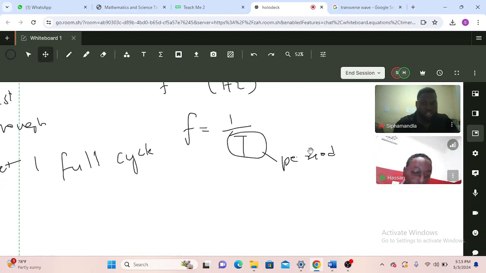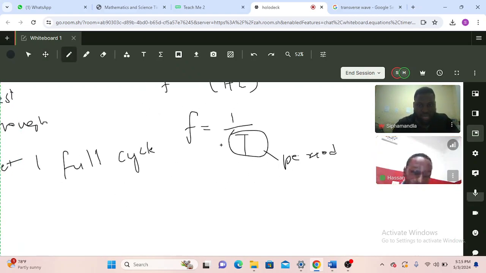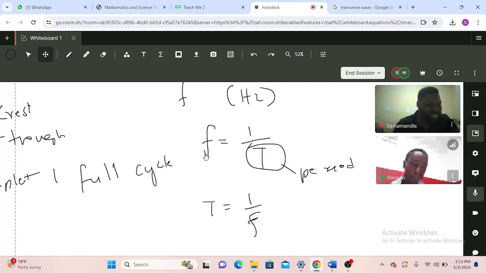Okay, so the period can also be the subject of the formula, which would make the period equal to 1 over f, which is 1 over frequency. Now the question is, how do I identify the period?